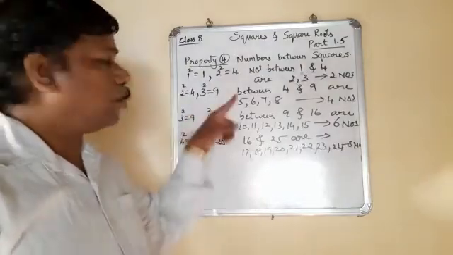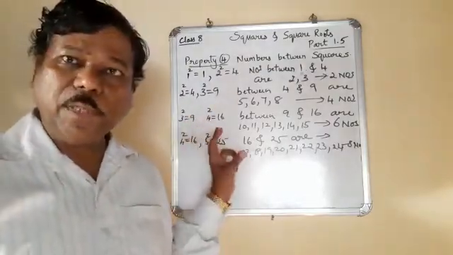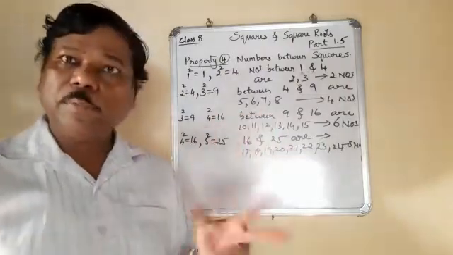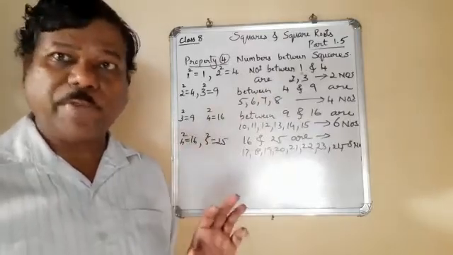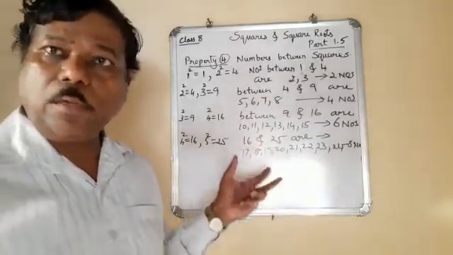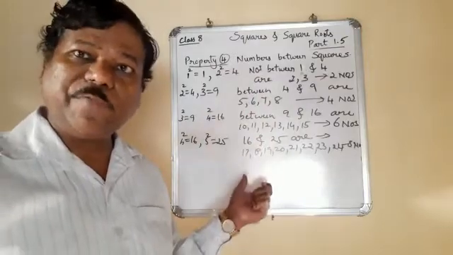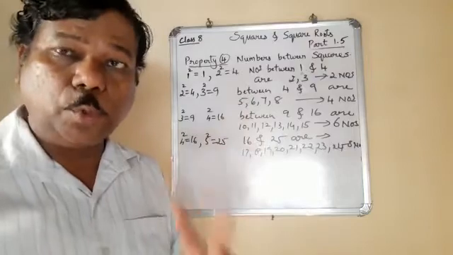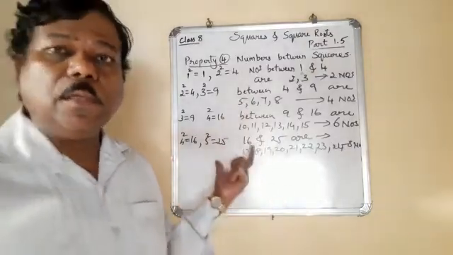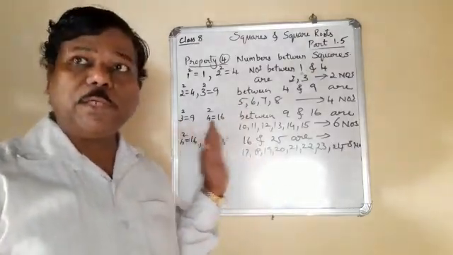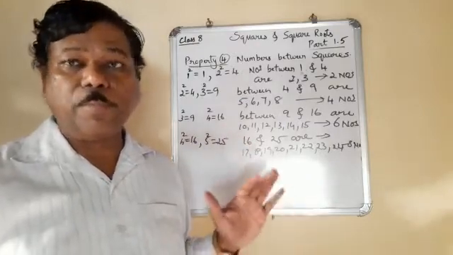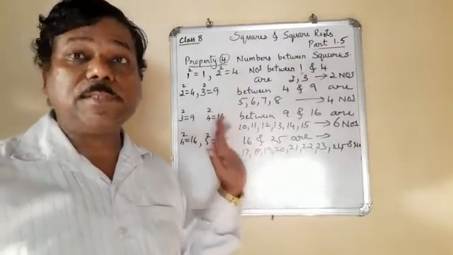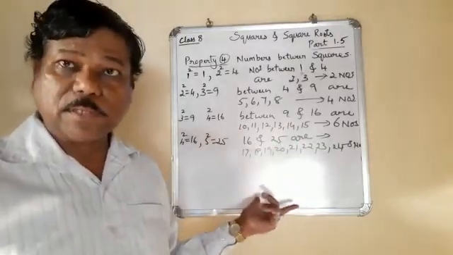So between the first two numbers, 1 and 2, squares of them, the numbers are 1 and 4. So between 1 and 4, the two numbers in between are not perfect squares. That is 2 and 3 are not perfect squares, correct? So 1 is a perfect square, 4 is a perfect square. In between them, 2 and 3 are not perfect squares. Only 2 non-perfect squares are there. In between 2 square and 3 square, we see that there are 4 non-perfect squares. In between 3 square and 4 square, we see that there are 6 non-perfect squares, correct?